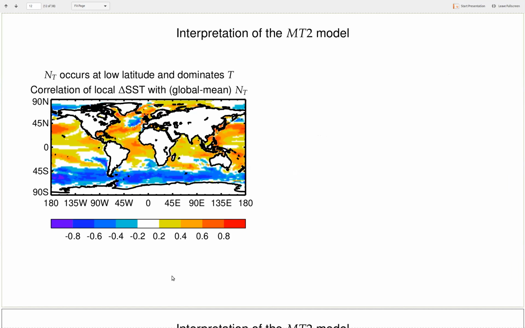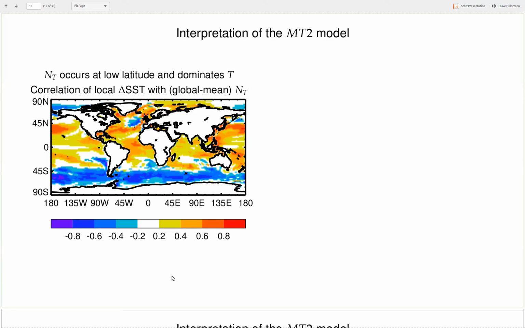I can't tell you exactly what the physical reason is for this model working, but we have some other evidence that suggests an interpretation. This interpretation is that the NT part, the temperature-forced part, is what occurs at low latitudes principally, and that is suggested by this correlation across AOGCMs between the global mean rate of ocean heat uptake, and actually that should say N and not NT, sorry, and the local SST. So what this is telling us is that models which take up more heat are those models which warm more at low latitudes. So it's reasonable to suggest that that's where the climate sensitivity matters.